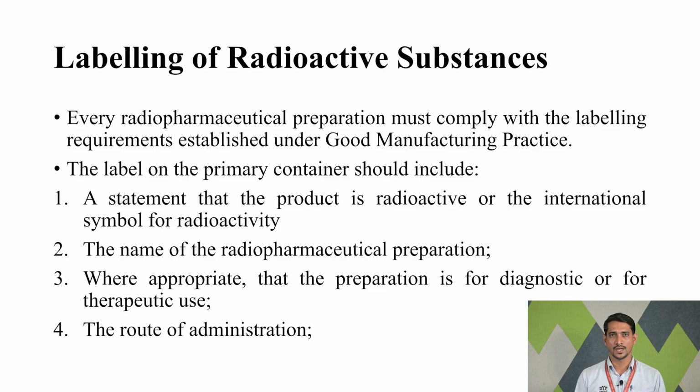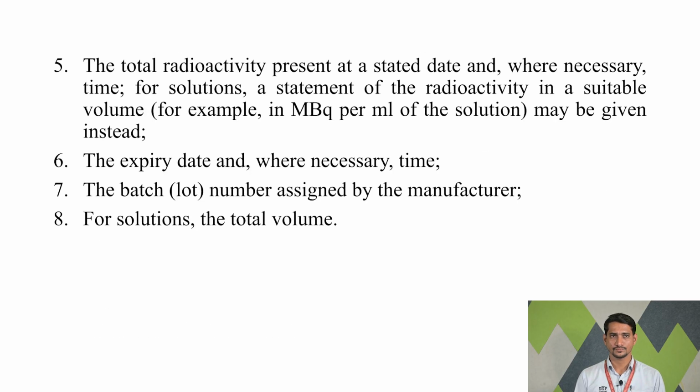The label on the primary container should include a statement that the product is radioactive or the international symbol of radioactivity, and the name of the radiopharmaceutical preparation. Where appropriate, it should be mentioned on the label whether the preparation is for diagnostic, therapeutic, or prophylactic use, and the route of administration, which is very necessary.